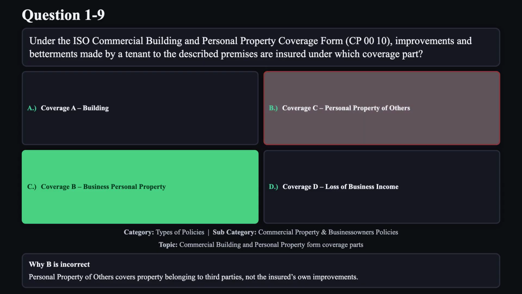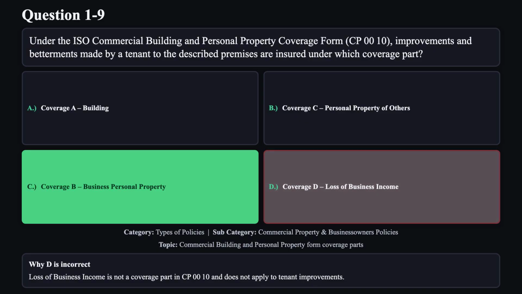Reason B is not correct. Personal property of others covers property belonging to third parties, not the insured's own improvements. Reason D is not correct. Loss of business income is not a coverage part in CP0010 and does not apply to tenant improvements.